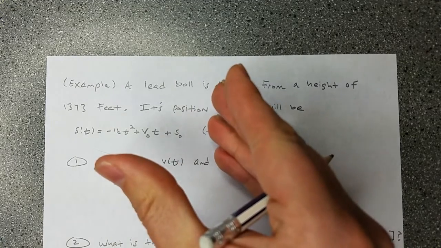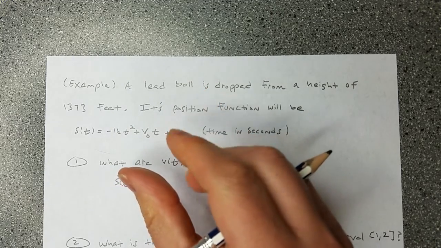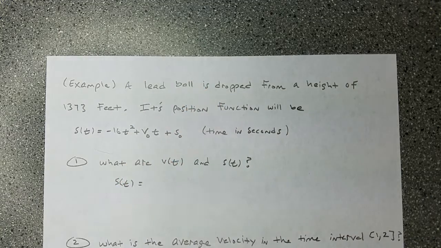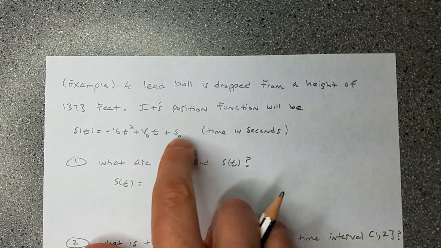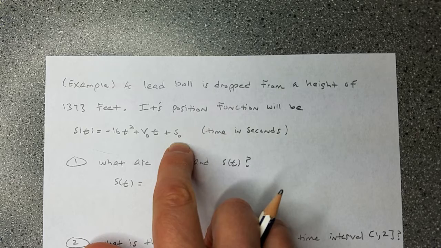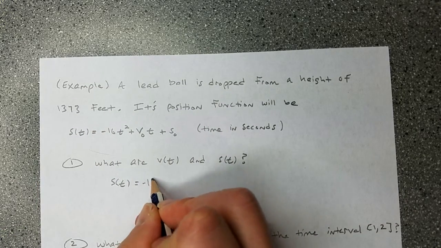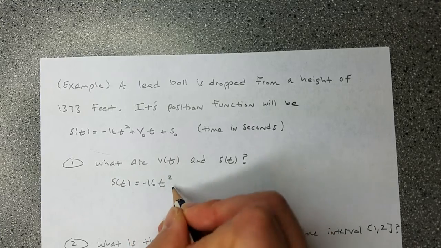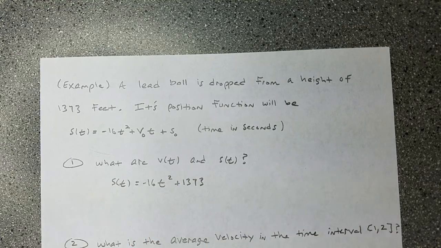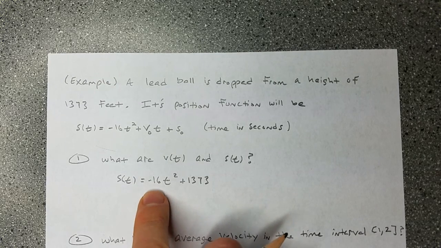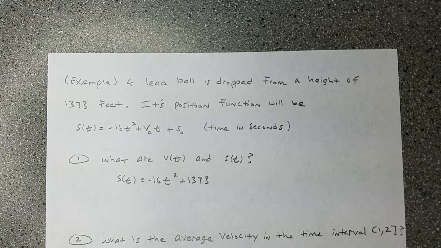If you just release something, at the moment you let go of it, it hasn't started to move yet. So V naught is 0. S naught is its initial position, 1373. So I'm going to get negative 16 t squared plus 1373. Okay? So there's my position function. This will tell me how high above the ground the object is at any moment.